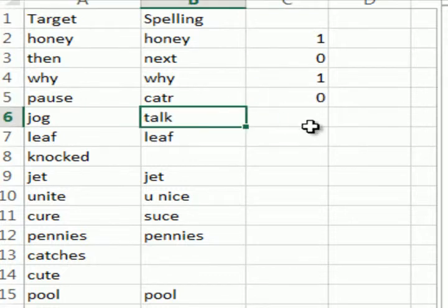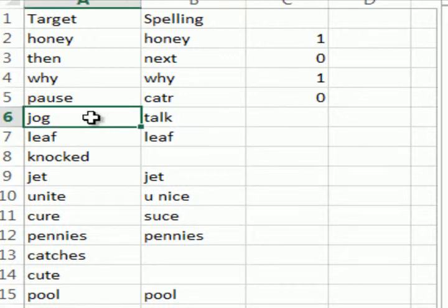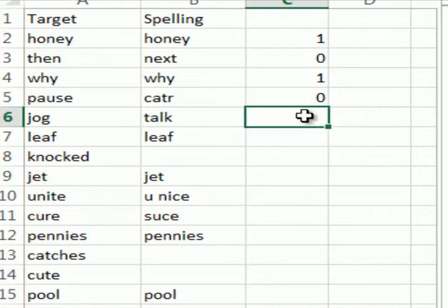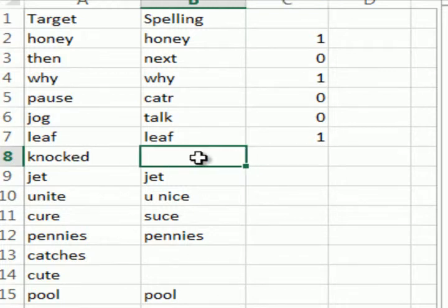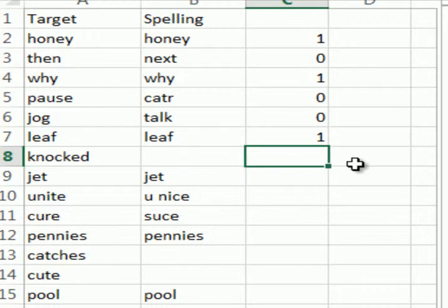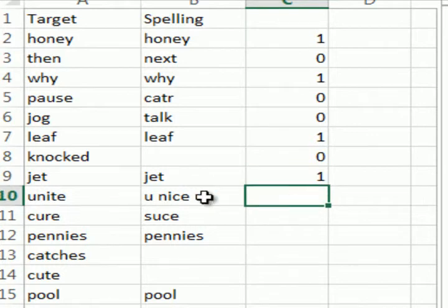Jog was spelled T-A-L-K. What I would actually do in real life if this happened is I would go back and make sure that there wasn't some sort of weird data entry problem here. If indeed I said jog and the child spelled it T-A-L-K, I would consider that not analyzable. Leaf, analyzable. Knocked, when that target word was given, the student didn't respond at all. So I'm going to take that out as not analyzable with an SSS system. Jet is fine.